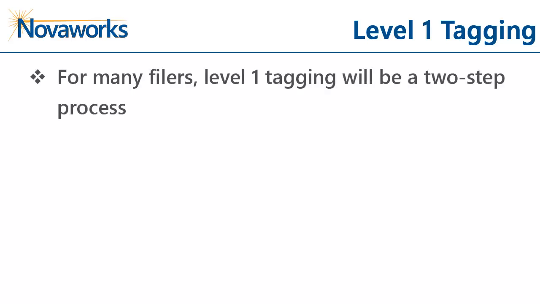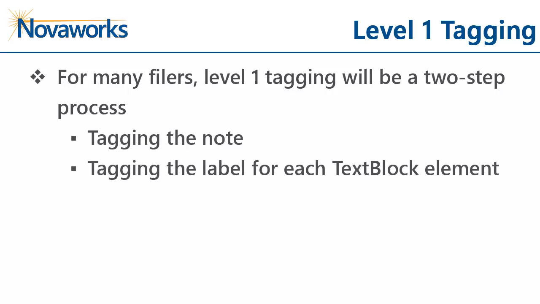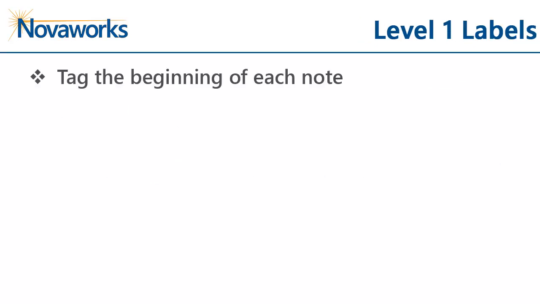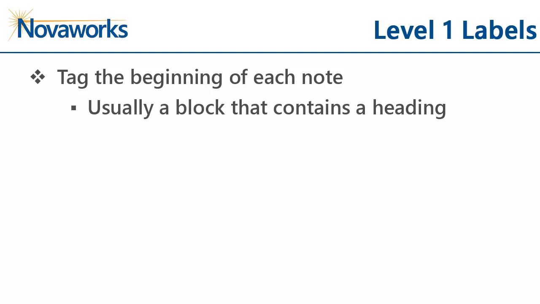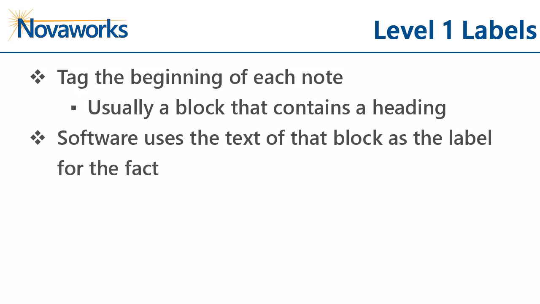For many filers, Level 1 tagging will be a two-step process. Most filers will want to specify the label for the elements selected for each note. Our process will be to tag the beginning of each note. Usually this is an HTML block such as a paragraph that contains a heading. By default, the software will select the text of that block for the label for each note.